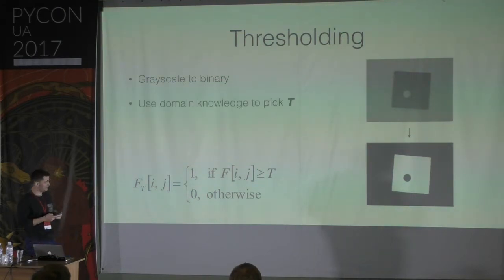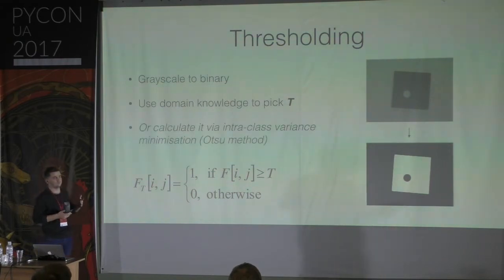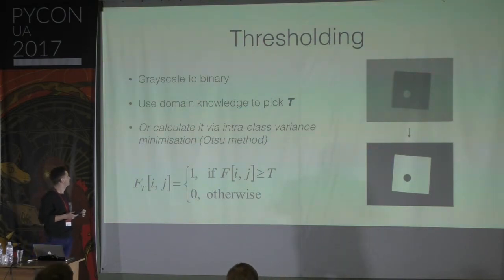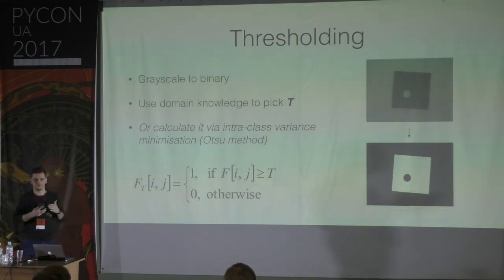And how do we pick t? We can use domain knowledge. For example, we worked with some grayscale images before, and we know which value to pick. Or there are different mathematical methods that allow us to find t through computations and through the color distributions, but I'm not going to talk about it now.